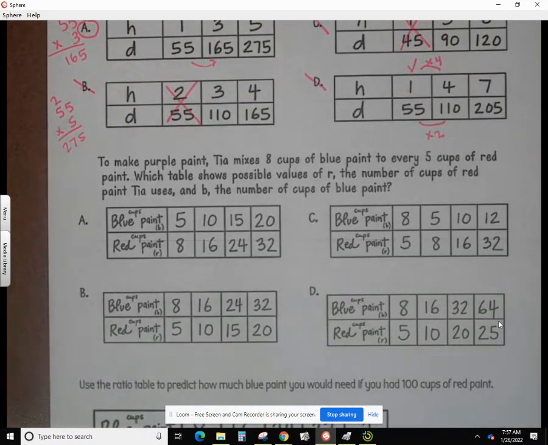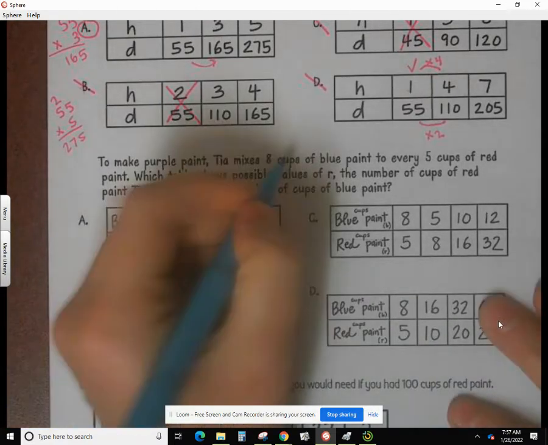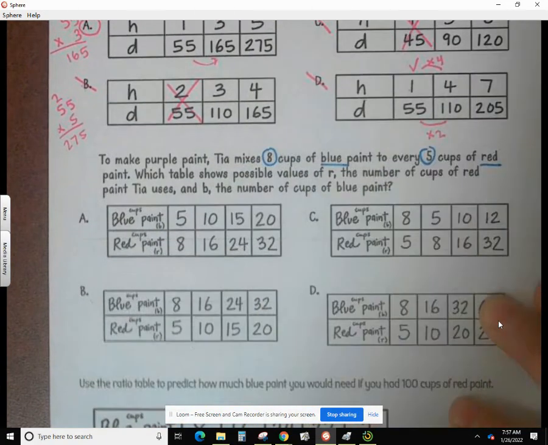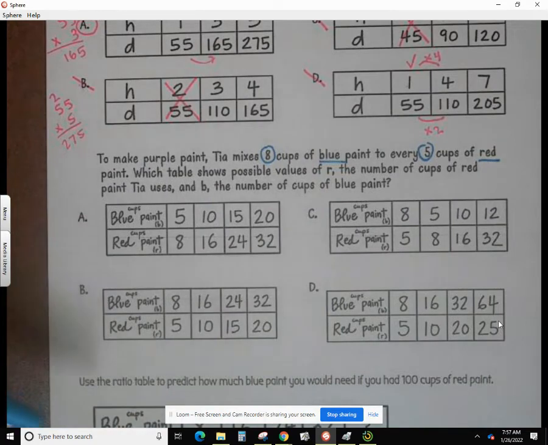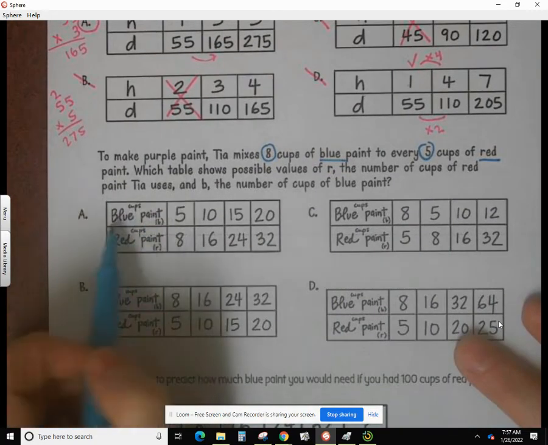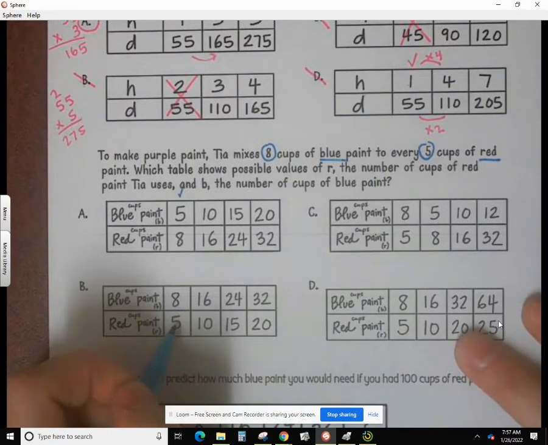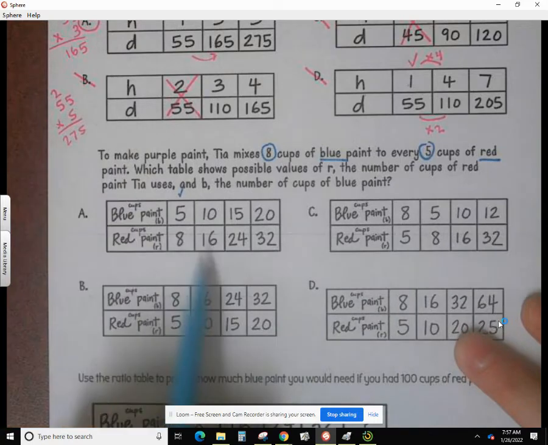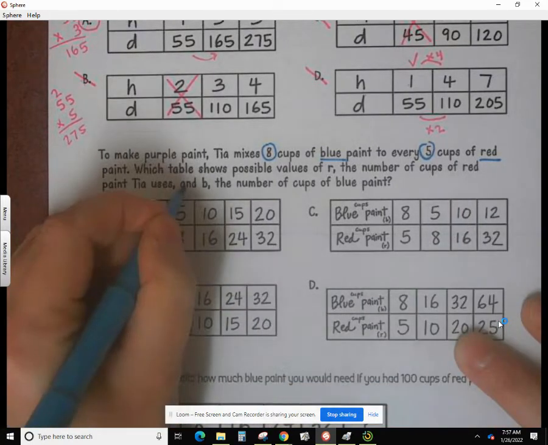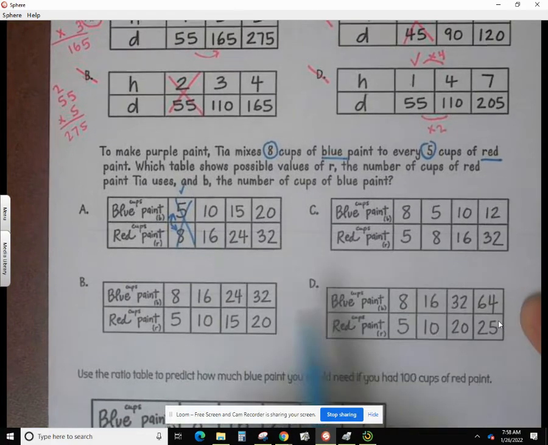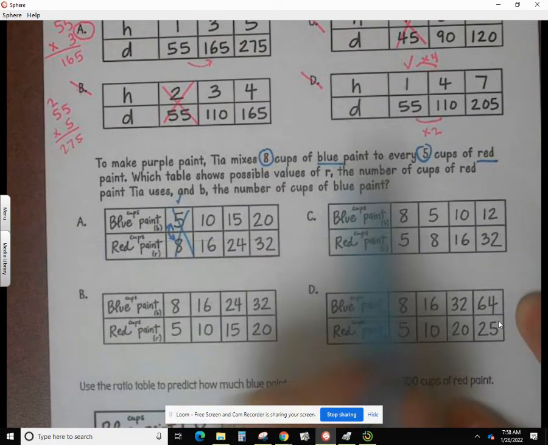Number 2 is about paint. So you can mix blue paint and red paint to make purple paint. So this says she mixes 8 cups of blue to every 5 cups of red. And we want to know which table shows that same relationship. So 5 blue, 8 red. This looks good. This says 8 blue. Oh, nope, I just messed up. 5 blue, it's 5 red, not 5 blue. So these are switched. Okay, so obviously that's an easy mistake to make because I almost made it. But then I noticed all the rest of these have 8 to 5. It was 8 blue to 5 red.